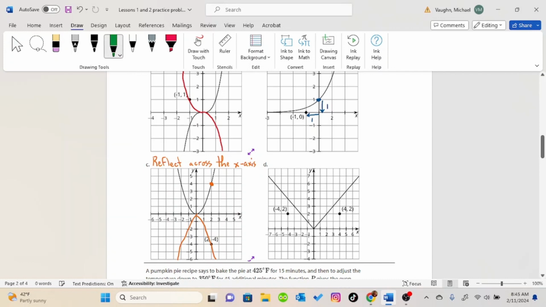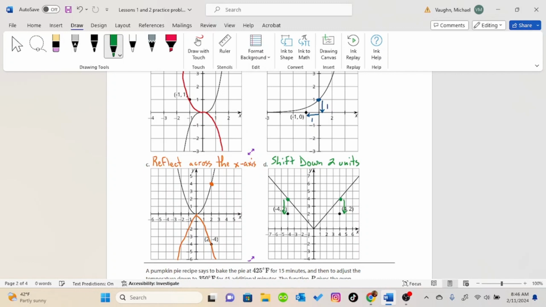And on part D, the easiest way that I see: this point right here, if I shift it down 2 becomes this point, and then this point right here, if shifted down 2 becomes that point. So the easiest here would be shift down 2 units.